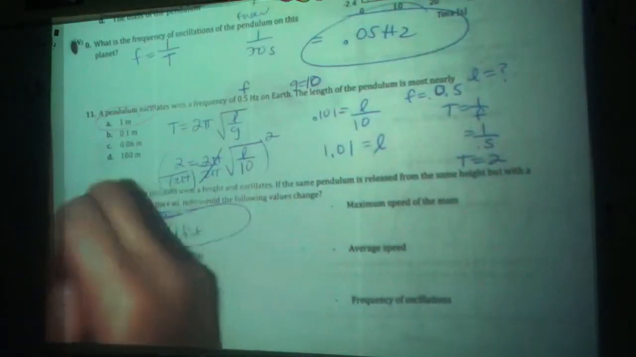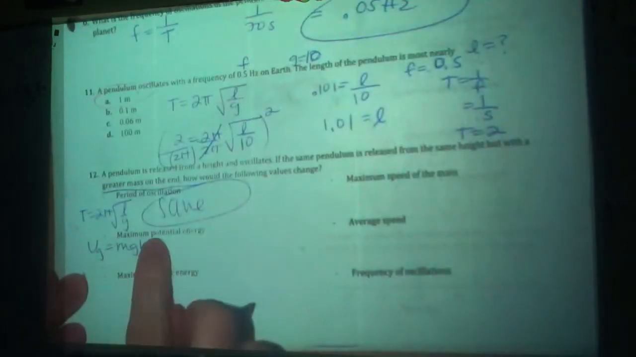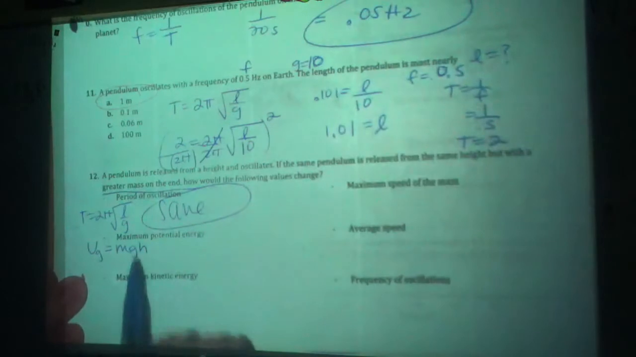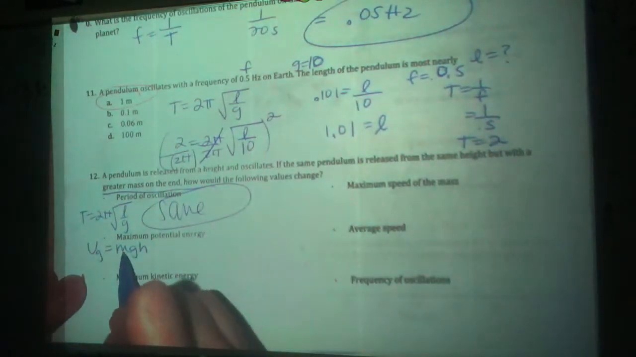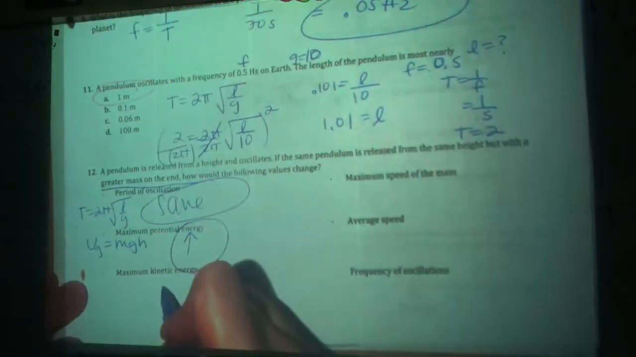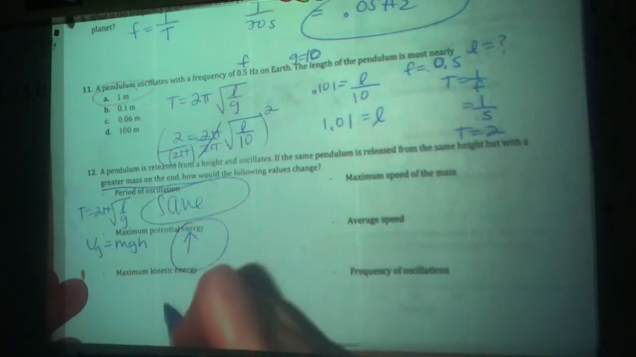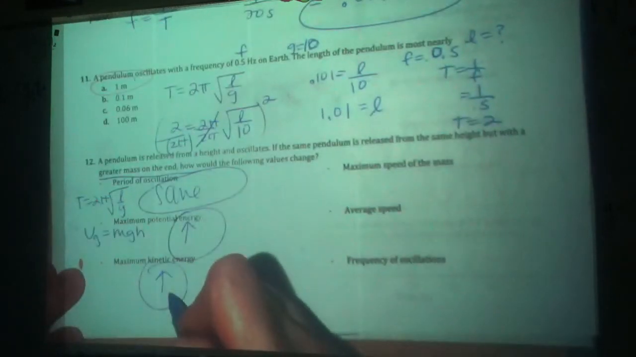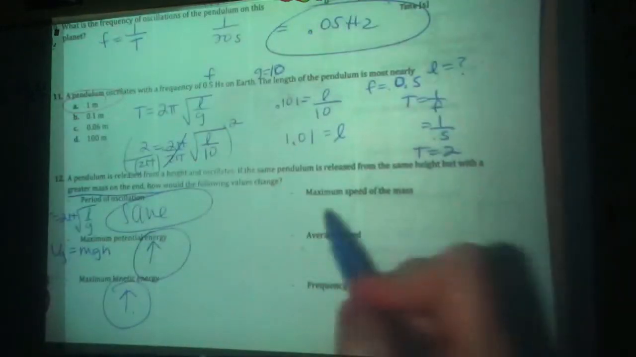Maximum potential energy. It starts with gravitational potential energy, which is mgh. If you're on the same planet, you're keeping the same g, and you kept the same h, so if I increase the mass, then you're increasing this, so this would increase. Maximum kinetic energy. If you're starting with more potential, then you have more kinetic when it is turned into all kinetic, because energy is conserved. The maximum speed of the mass.